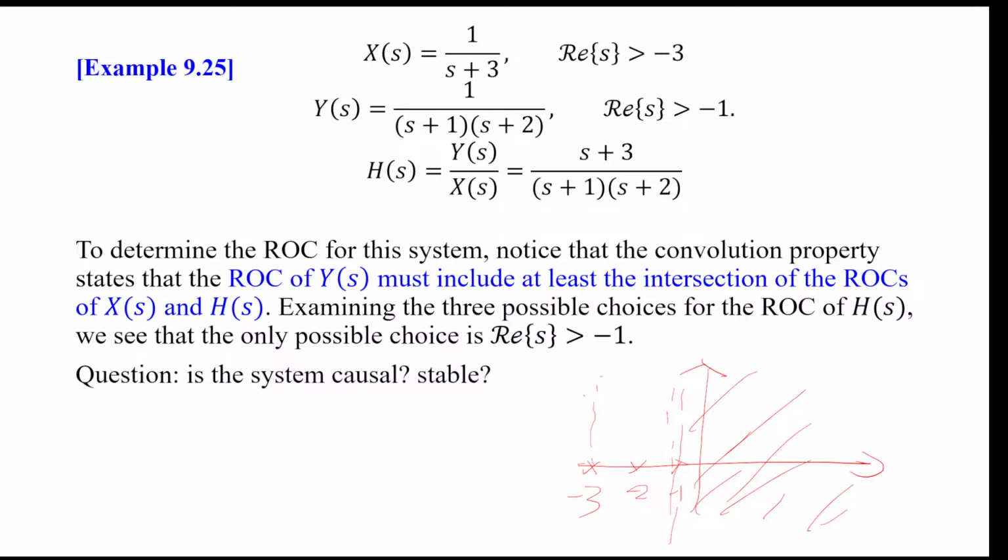And h of s has 2 poles, at minus 1 and minus 2. The property says that the RLC of y must include at least the intersection of RLC of x and h. And h can have 3 possible RLC because it has 2 poles. The RLC can be greater than minus 1, or between minus 2 and minus 1, or less than minus 2. So now we need to analyze.